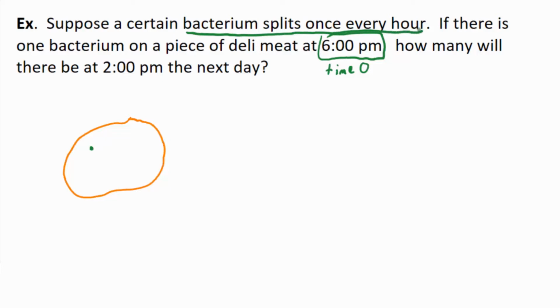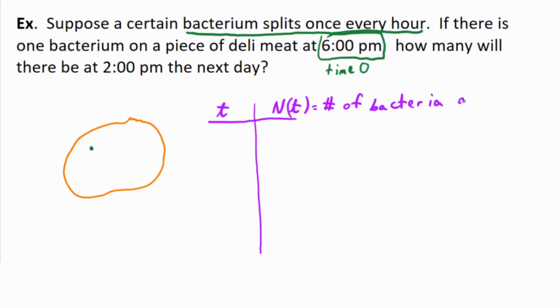Now, under ideal conditions, it could actually reproduce faster than that, right? For the sake of keeping things simple, let's assume it splits once every hour. So let's make a table and see how many bacteria we'll have. And let's see if we can make a formula that'll give us the ability to predict how many bacteria will be on that piece of meat at 2 o'clock the next day. So time, T for time, and let's use N of T for the number of bacteria at time T. So N of T would be the number of bacteria at time T. So 6 o'clock, we're calling 6 o'clock time 0.